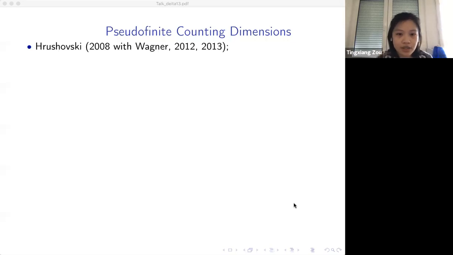And now we will define pseudo-finite counting dimensions. It was developed in a series of papers. It was first originated, I think, in a paper of Hrushovsky with Wagner. It's about some estimate, the Larsen-Pink inequality, which is an estimate of how many elements an arbitrary subgroup in a finite group can intersect an algebraic set. And then it was generalized in other papers by Hrushovsky.